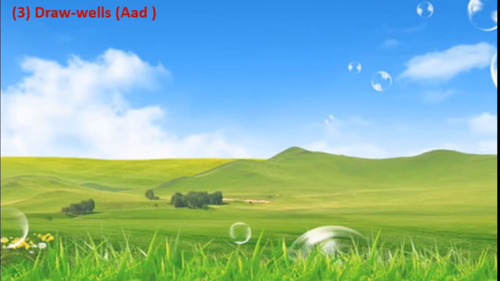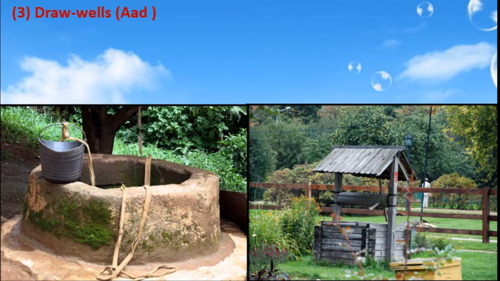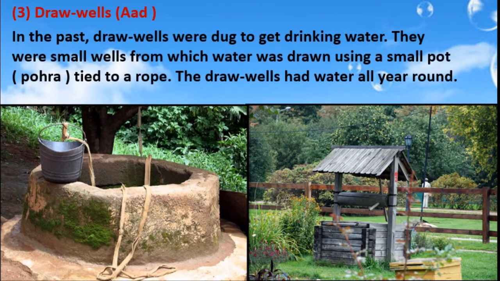Third one is draw wells. Draw wells, the meaning only tells us that drawing water from the wells, that we call in Marathi aad. Here you can see in the picture, in the past draw wells were dug to get drinking water.